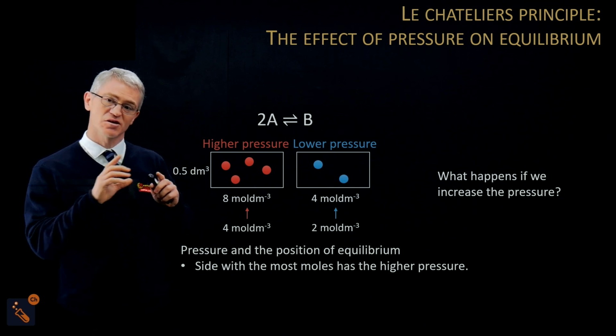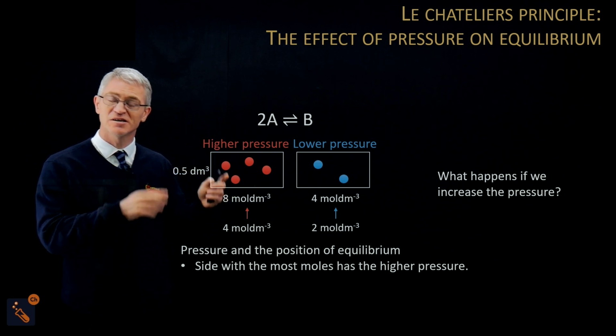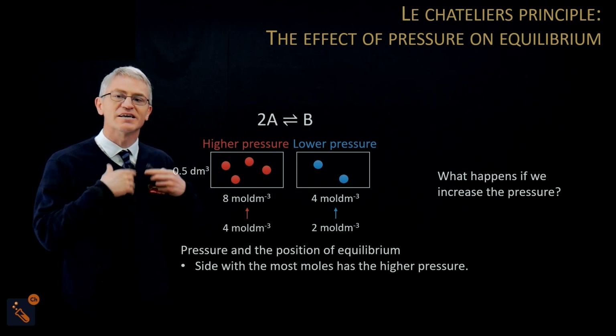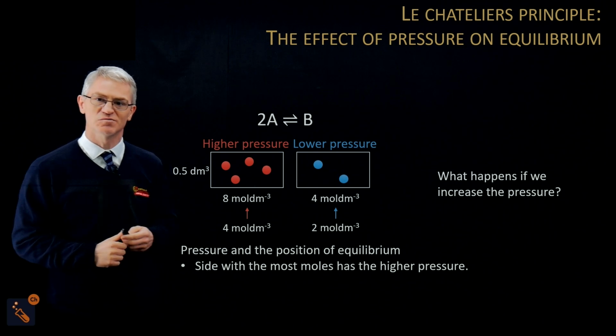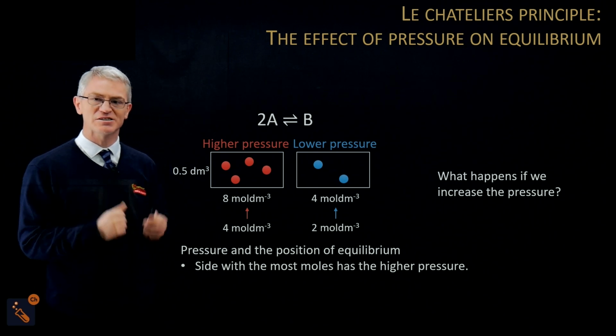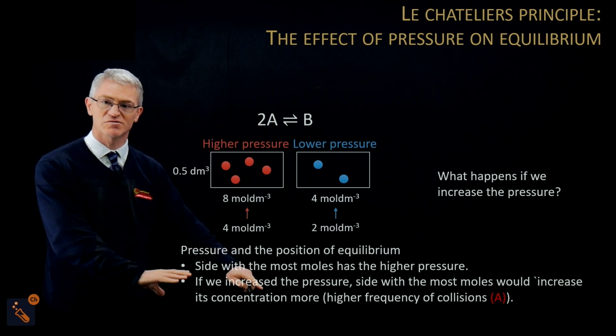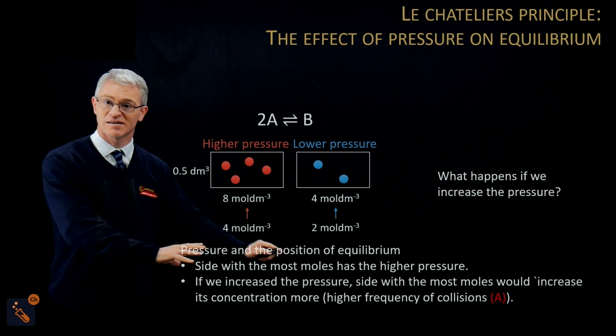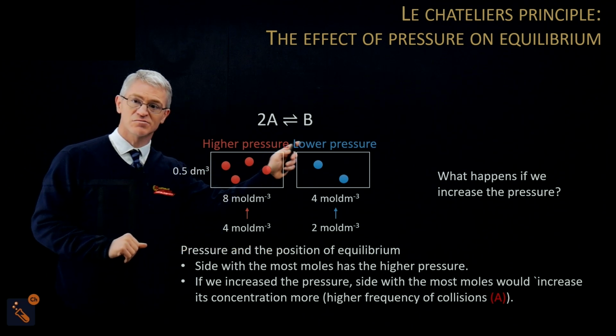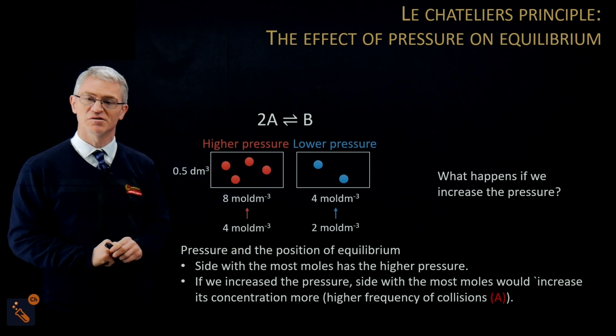So the side that has the most moles has the most pressure, and its concentration will increase more when you increase the pressure. Now, how do we actually answer the question? If we increase the pressure, the side with the most moles would increase its concentration more. We know that. And that means there's a higher frequency of collisions, which means the forward reaction rate will go up.